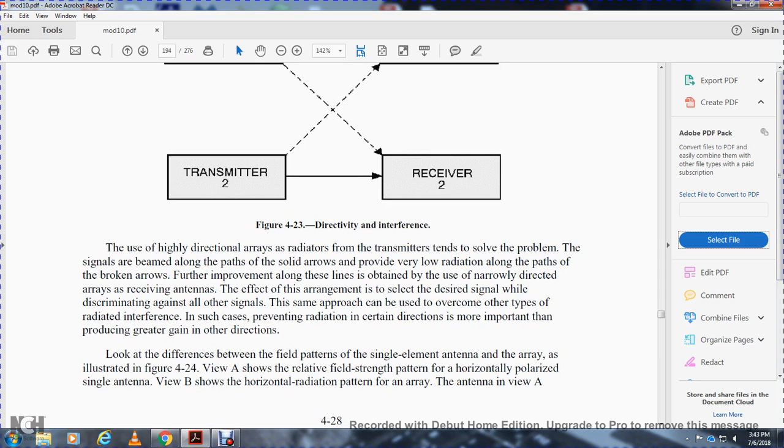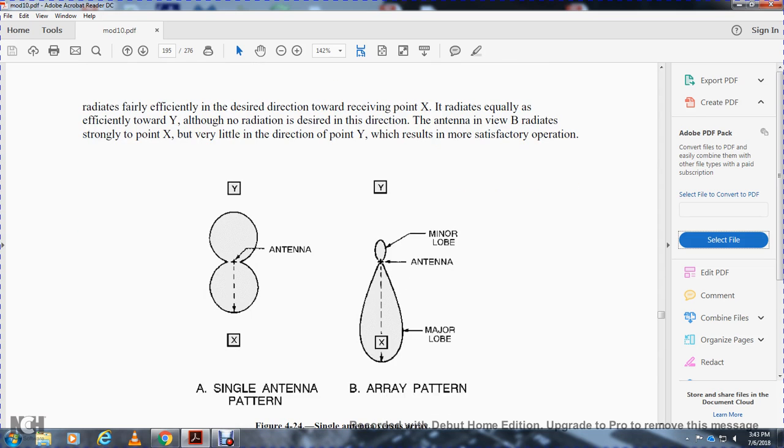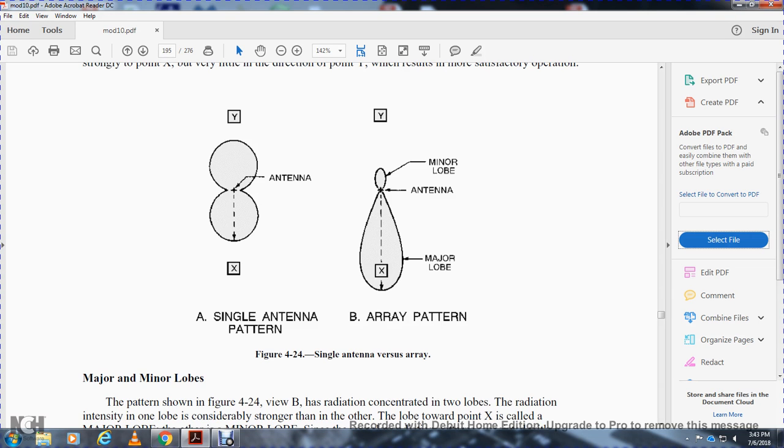Now, looking at the difference between the two field patterns of a single element and of an antenna array, illustrated in figure 424. View A shows the relative field strength of the pattern of a horizontally polarized single antenna, and view B shows the horizontal radiation pattern of the array. Antenna view A radiates fairly efficiently in the desired direction toward the receiving point X, but radiates equally toward Y, where no radiation is desired. View B radiates strongly toward point X, with very little toward point Y, which results in more satisfactory operation. Single antenna pattern, array pattern, minor lobe, antenna, major lobe.